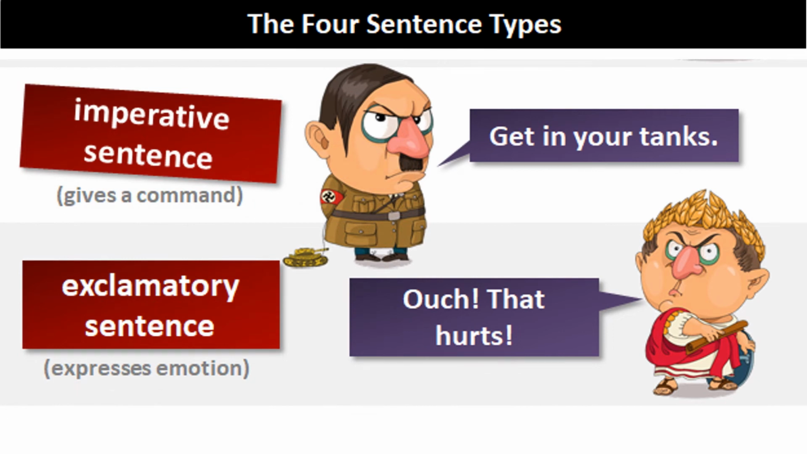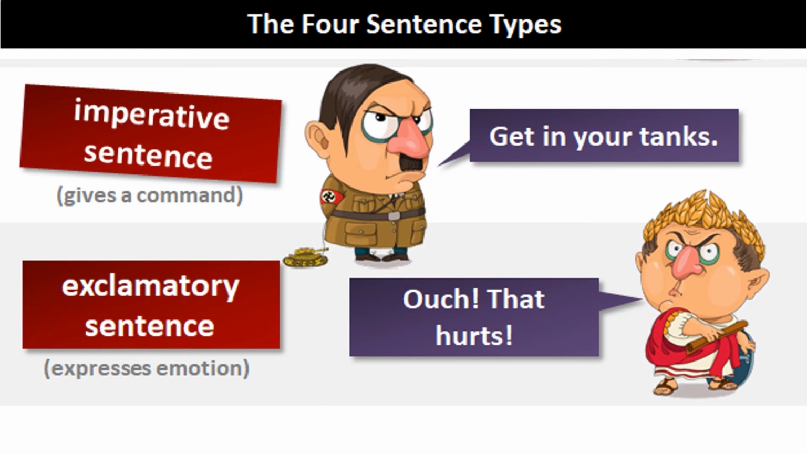The third type of sentence is imperative sentence. It gives a command and sometimes a request. For example, get in your tanks. If it's an imperative sentence, you simply need to use period as punctuation mark as well. And remember, imperative sentence may also be in a form of request, meaning to say it uses polite words like please and kindly. Please get in your tanks or kindly get in your tanks.